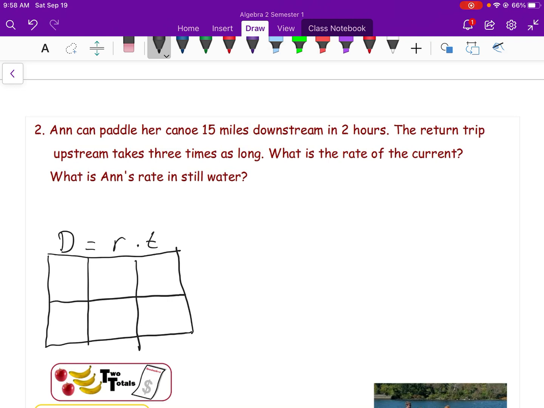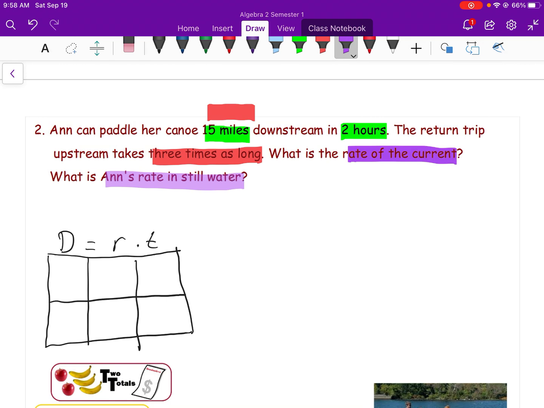So let's read and highlight the important information. Anne can paddle her canoe 50 miles downstream in 2 hours. Okay, the return trip, which would be the upstream, takes 3 times as long. Now the return trip is going to be the same exact distance, so we've got our distance there. What is the rate of the current? What is Anne's rate in still water?